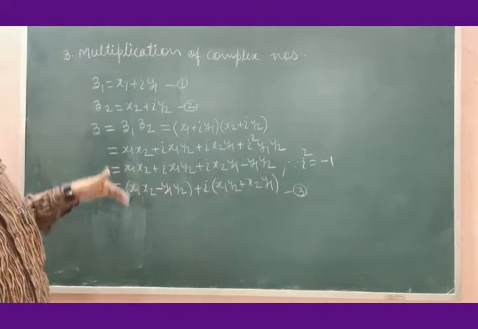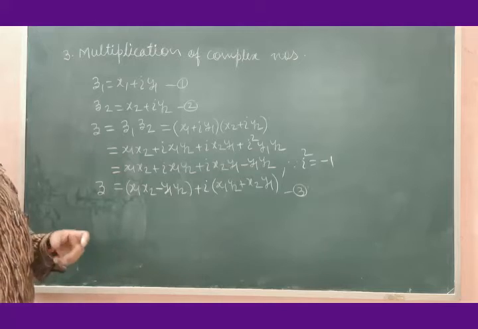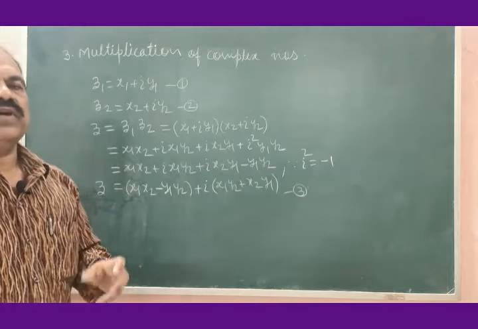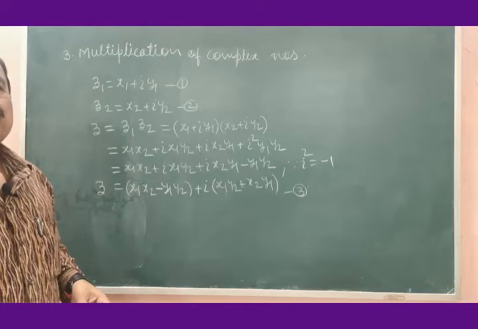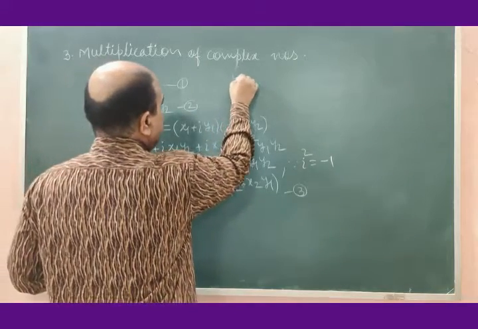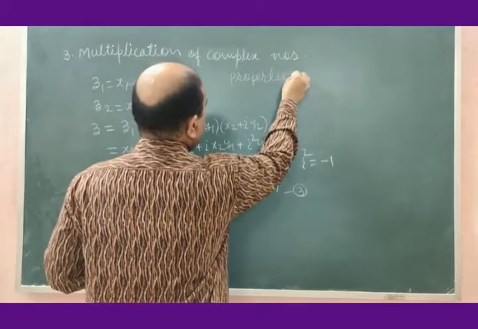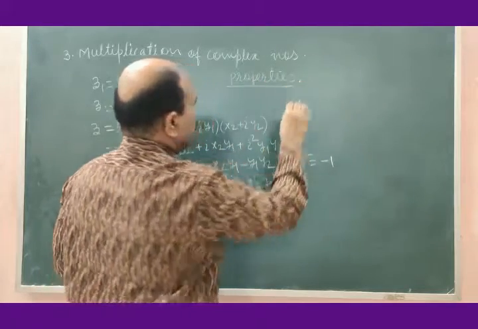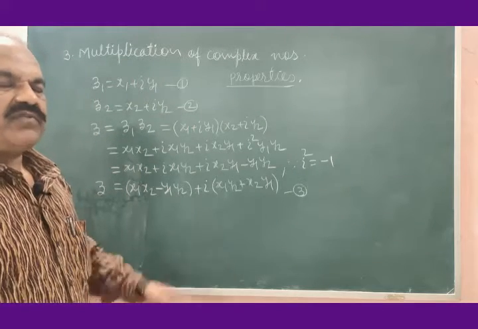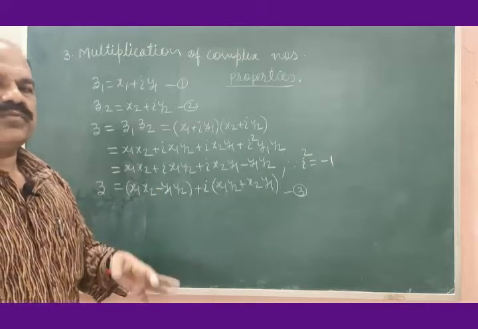After having known this procedure of getting the product of two complex numbers, let us see a few properties of multiplication of complex numbers. Properties of multiplication of complex numbers, properties of product of complex numbers.